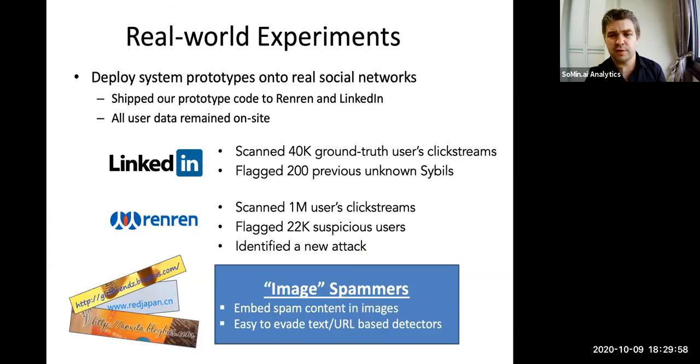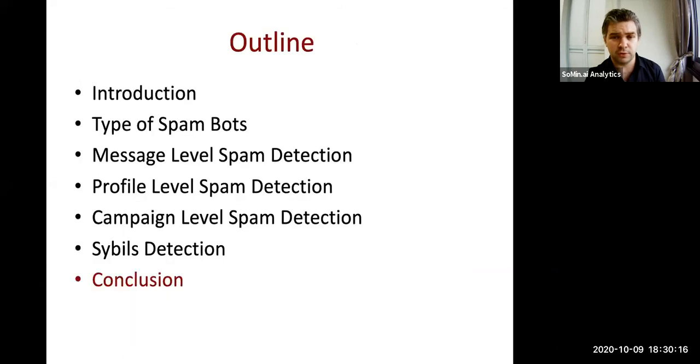There are a couple of real-world experiments. On LinkedIn, you scan 40k ground truth users' clickstreams and flag 200 previously unknown Sybils. On Renren, it was 1 million users, flagging 22 suspicious users, and it identified a new attack. Many other research studies have been done. You can read about them in Google Scholar.